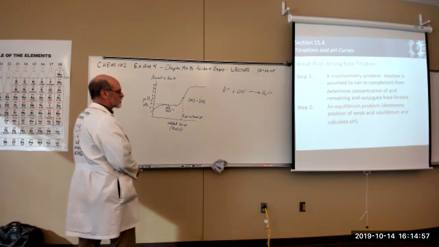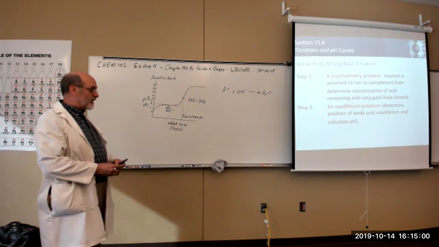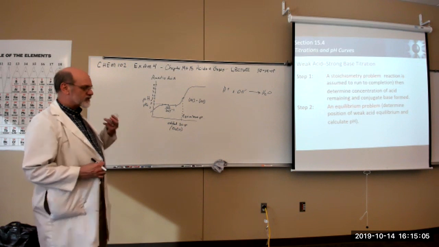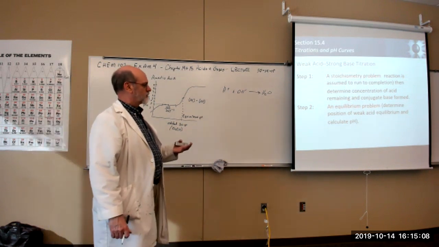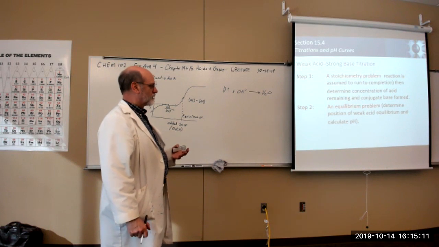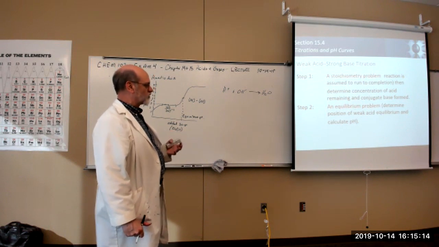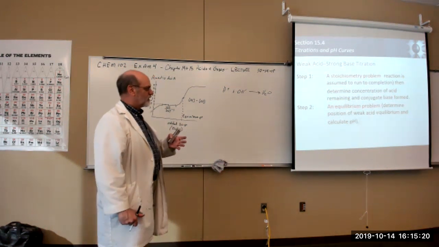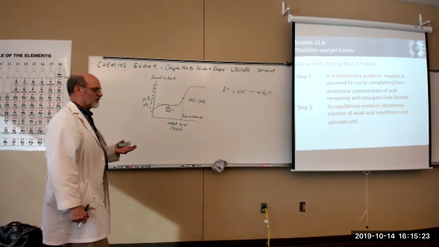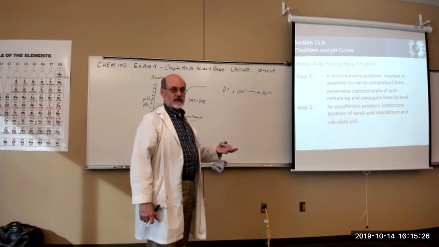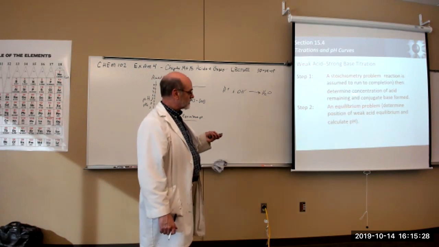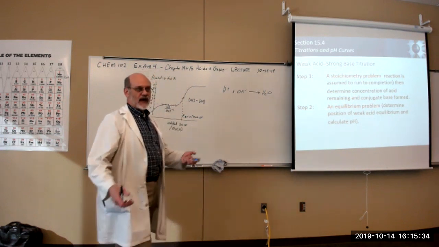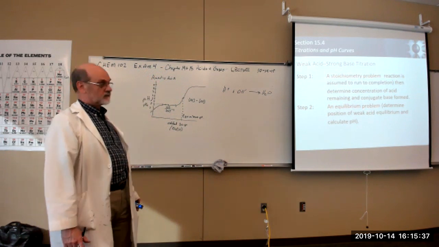So when we have a weak acid and a strong base titration, and this goes for strong acid, weak base titration, you first have the stoichiometric problem. You let the reaction run to completion, then you determine the concentration of the acid remaining and the conjugate base that's formed. Once you do that, then you can treat it as an equilibrium problem. And more often than not, you can use the Henderson-Hasselbalch equation. Once you get past this, then Henderson-Hasselbalch kicks in and makes the rest of it easier. You can use an ice table. It works both ways. Right.